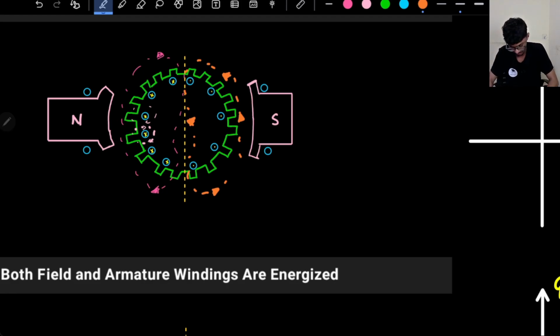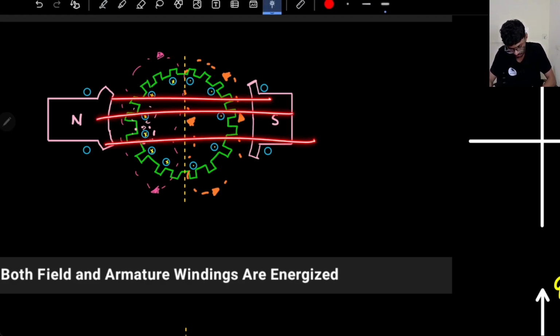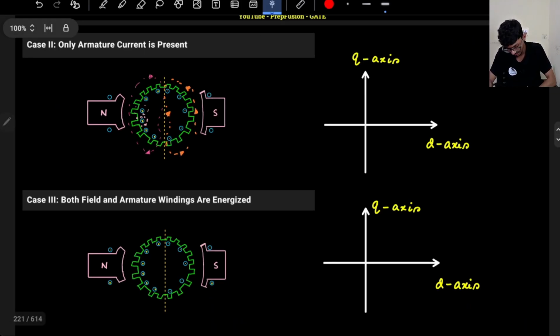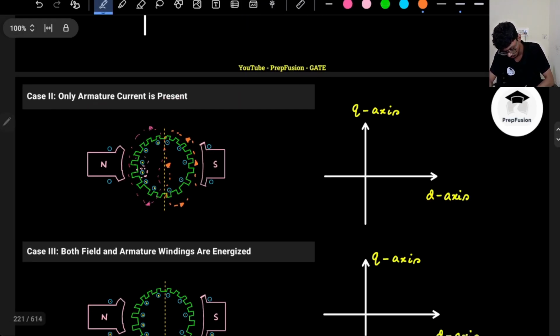So it will be in the anti-clockwise direction. So what will happen here? The field line direction is like this, right? Remember, here there is no field line, so only armature current is present. So my field current if is 0. So again, if if is 0, that means what?